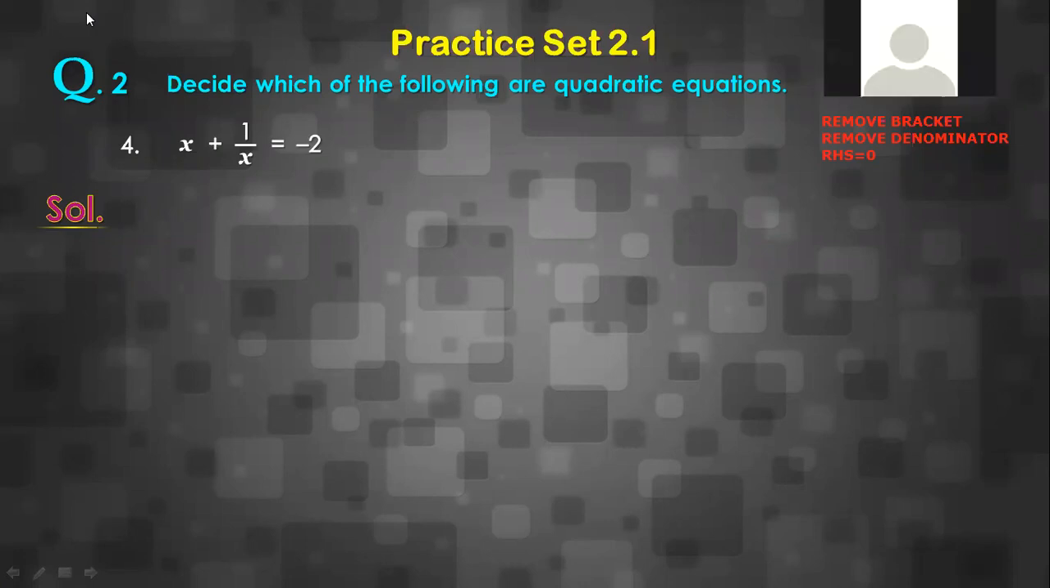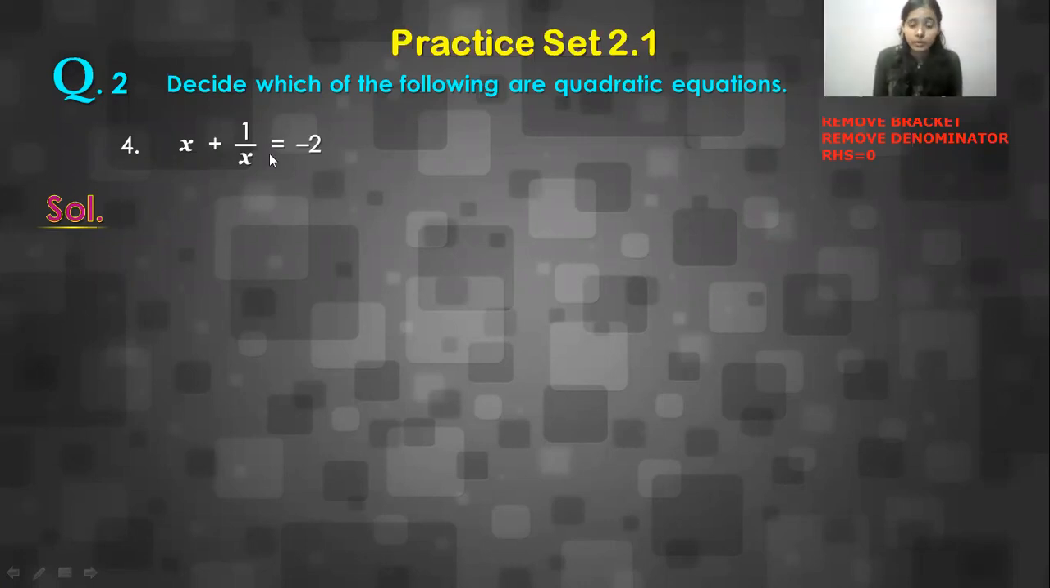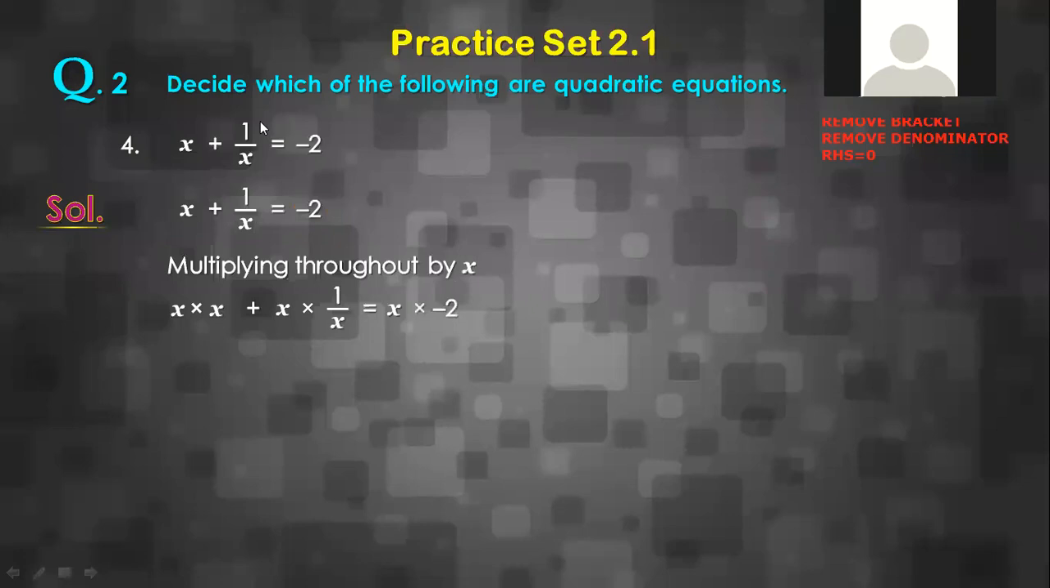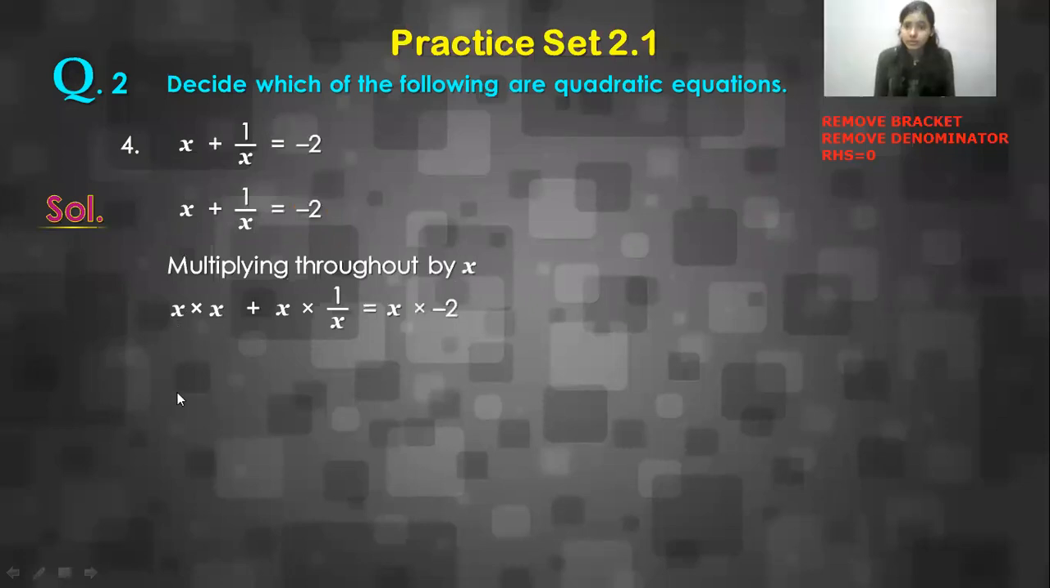What do we have is, we will first of all try to get rid of the denominator. हमको x नहीं चाहिए. We don't want this x in the denominator. So what are we going to do? Multiplying throughout by x, which means x into x plus x into 1 upon x equals to x into minus 2. Proper all the terms are multiplied by x. अब इसके बाद में let's try to solve it ahead. X into x will be x square. Then x cancel. You get plus 1 is equal to minus 2x.